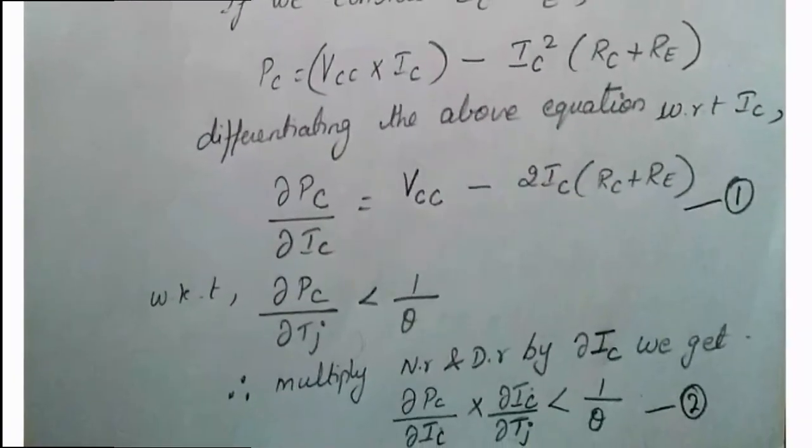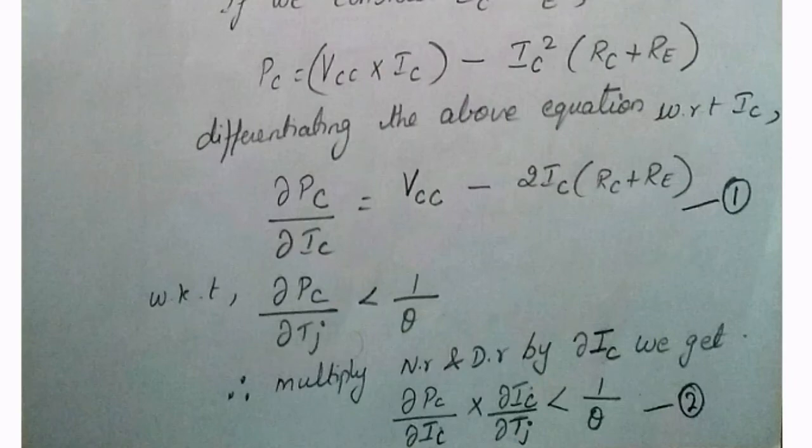If we consider the collector current equal to the emitter current, that is IE is equal to IC, we get Pc is equal to VCC into IC minus IC square, taking it as common, into RC plus RE. Differentiating the above equation with respect to IC, we get dou Pc by dou IC is equal to VCC minus 2IC into RC plus RE. We take this as the first equation.